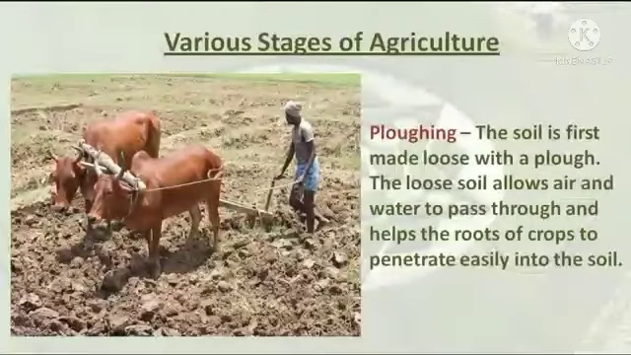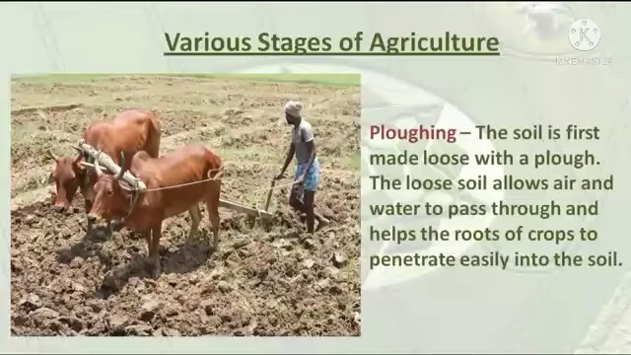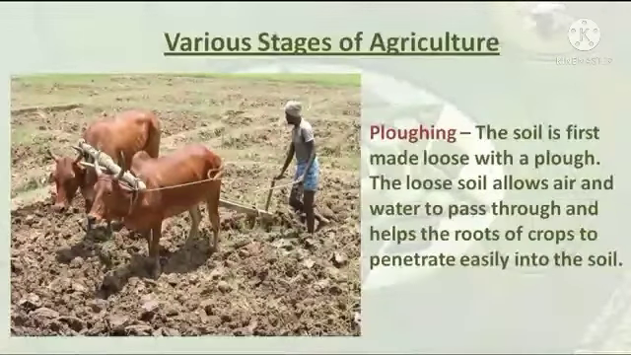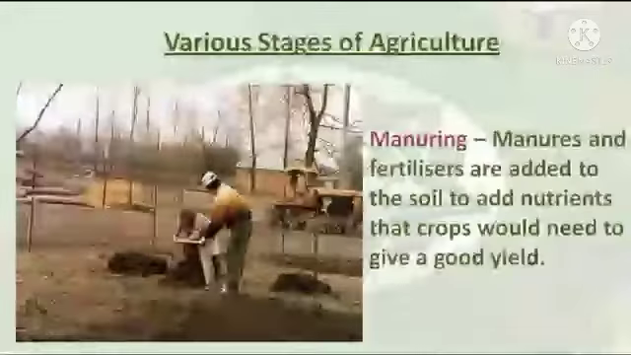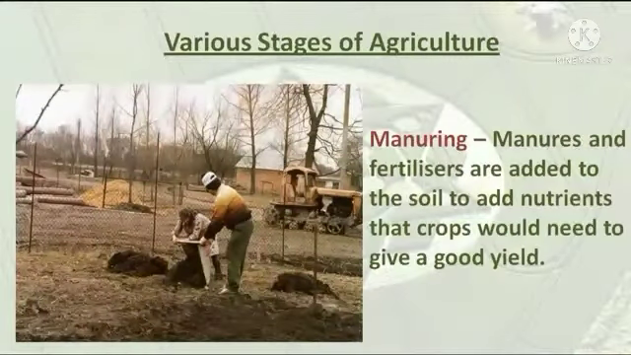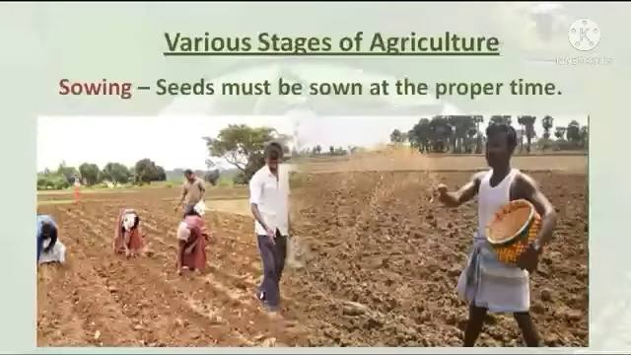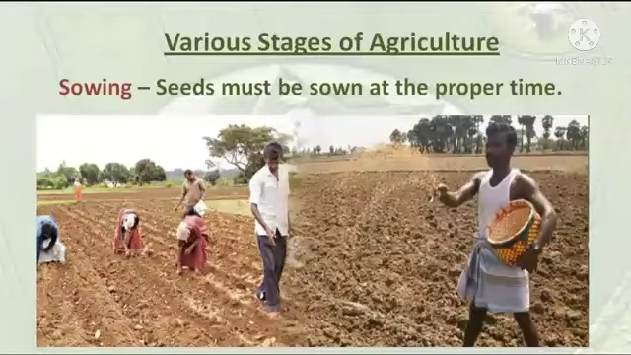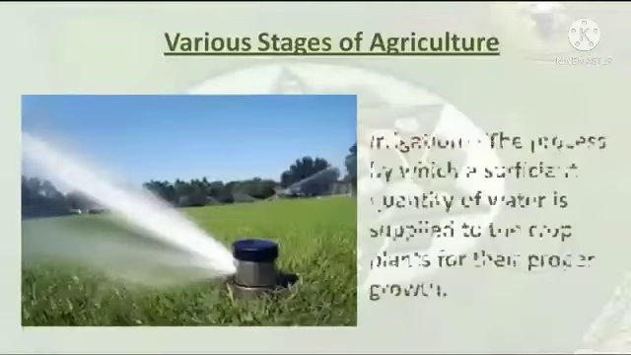We start with plowing. The soil is first made loose with a plow. The loose soil allows air and water to pass through and helps the roots of crops to penetrate easily into the soil. After that, manures and fertilizers are added to the soil to add nutrients that crops would need to give a good yield. Sowing is done or should be done at the proper time.